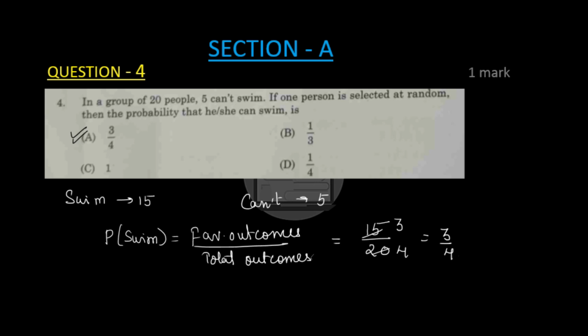Let's quickly move on to question 5. Okay. So they have given you a distribution of the marks obtained by 80 students on a test. The modal class of this distribution is.